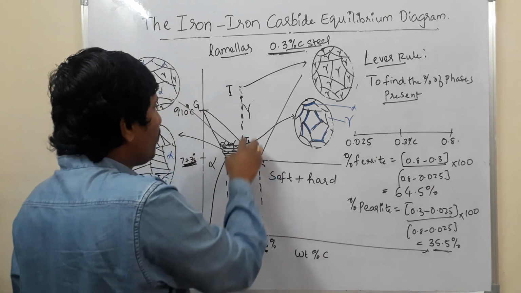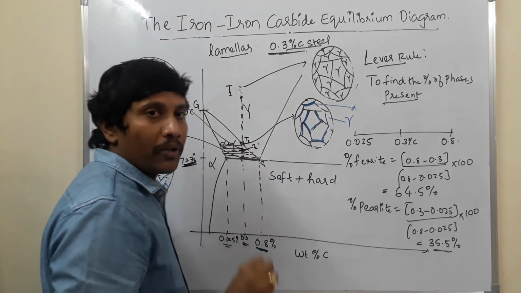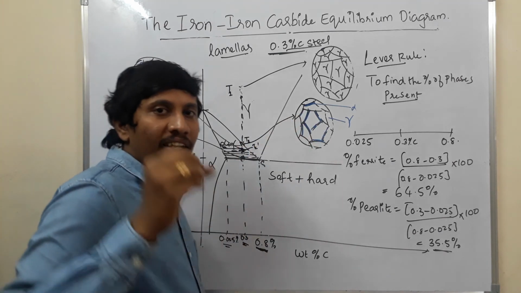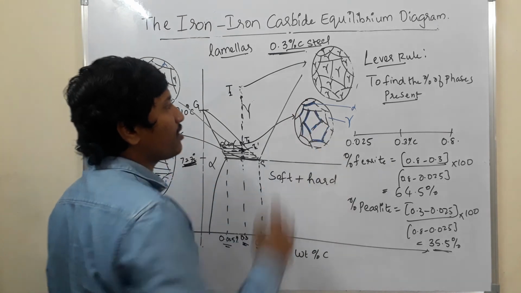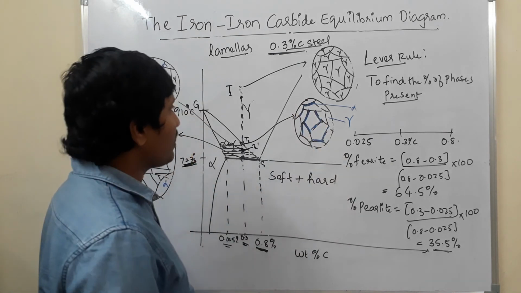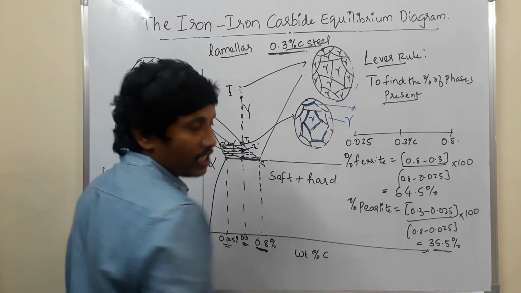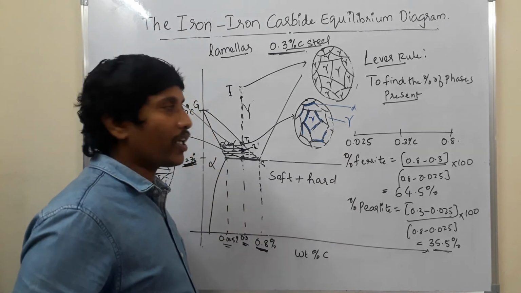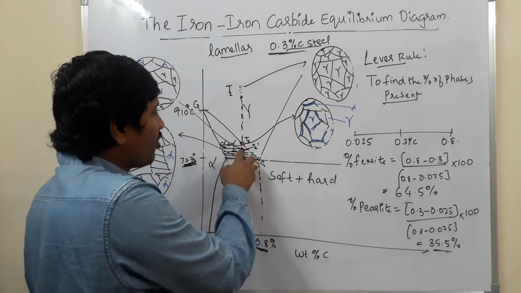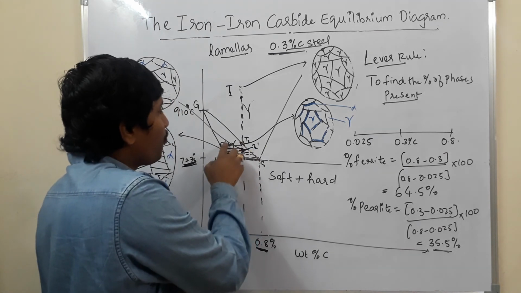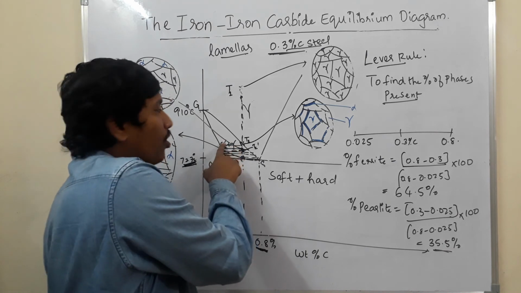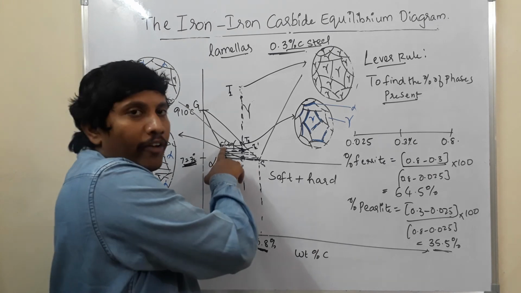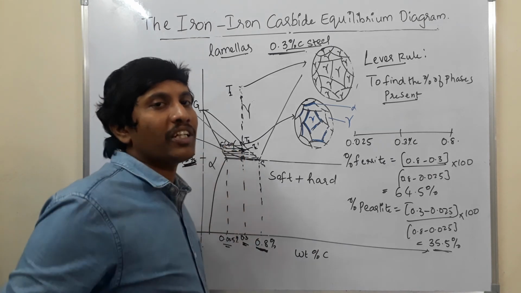Upon equilibrium cooling up to this point, no changes occur. At this point what happens? Slowly the ferrite starts forming along the grain boundaries of austenite. Why? Because grain boundaries are the best sites for nucleation. Upon equilibrium cooling, pro-eutectoid ferrite starts forming. The carbon comes out of the solution and forms pro-eutectoid ferrite, which contains a very low percentage of carbon.